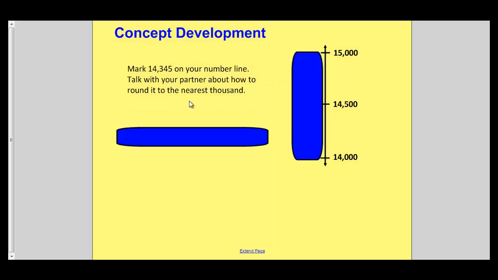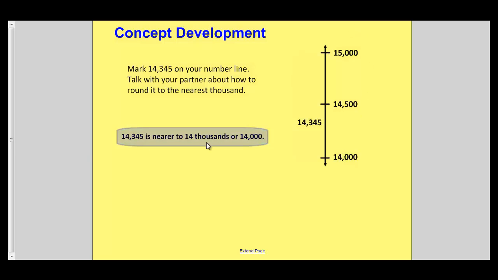Let's try one more. Now I want you to mark 14,345 on your number line. Talk with your partner about how to round it to the nearest thousand. Think about it. Where would that go on this number line? It should go here. So since it's closer to 14,000 than it is to 15,000, we would say 14,345 is nearer to 14,000.